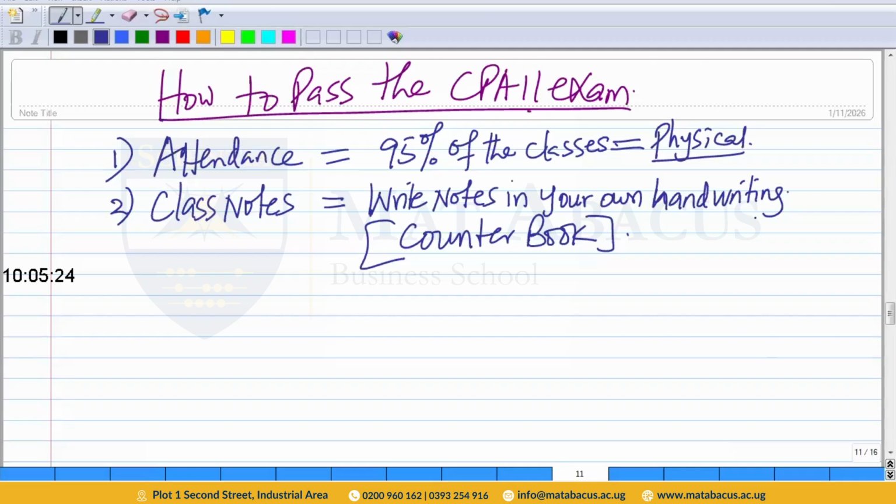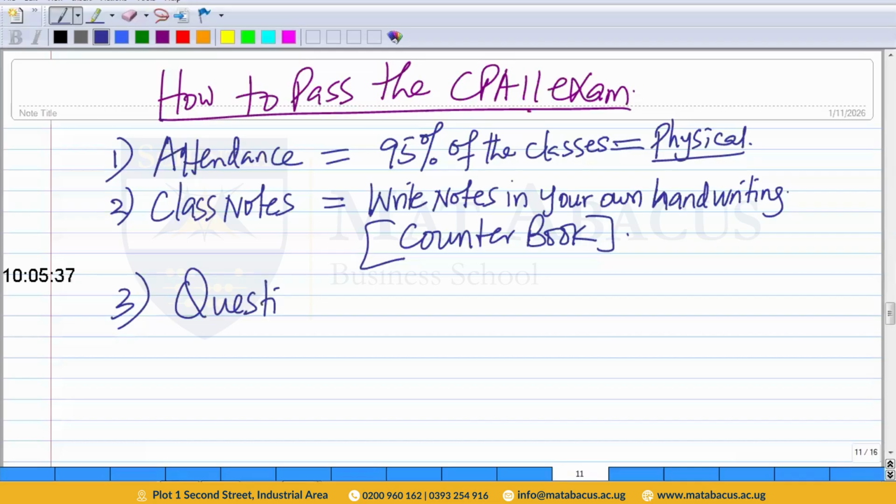So make sure you write your own notes. Then three, have a question bank. The question bank will have a set of questions for the previous sittings. It normally has questions with their answers.